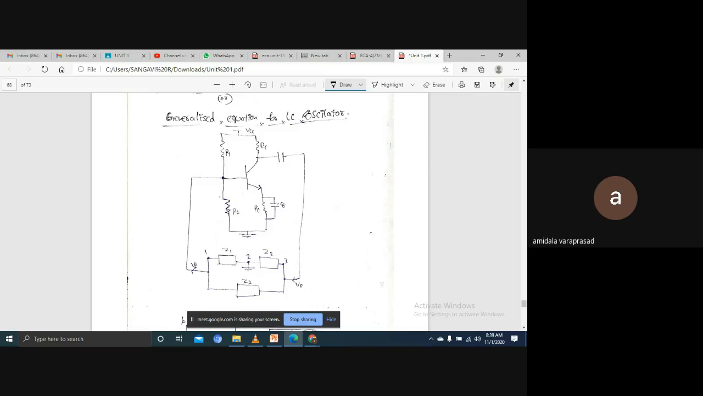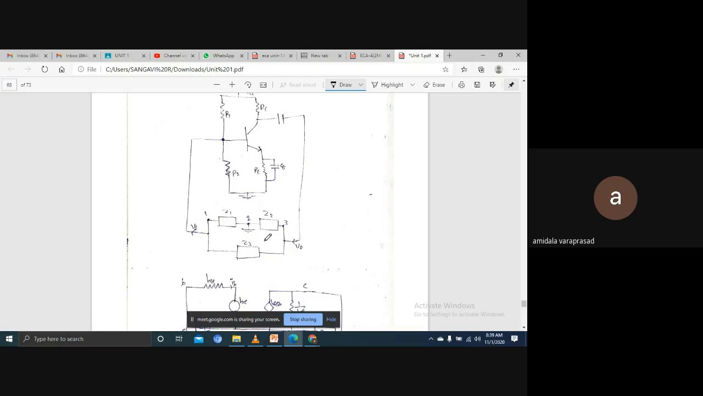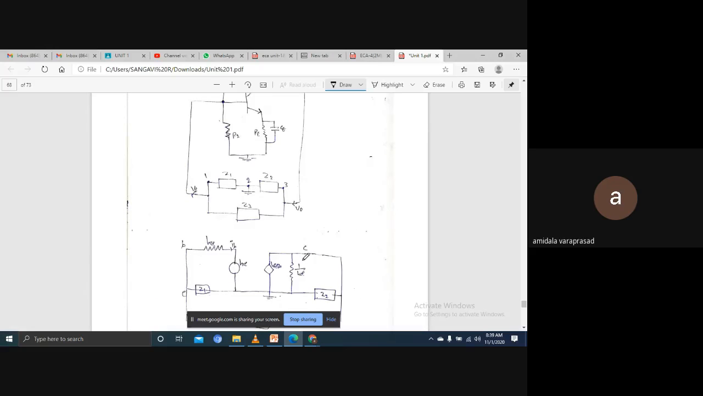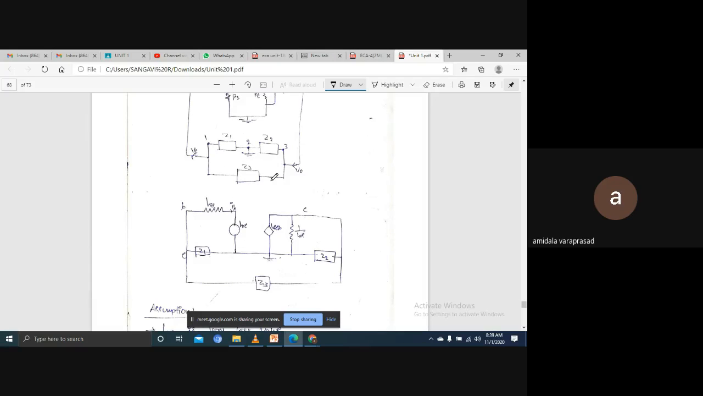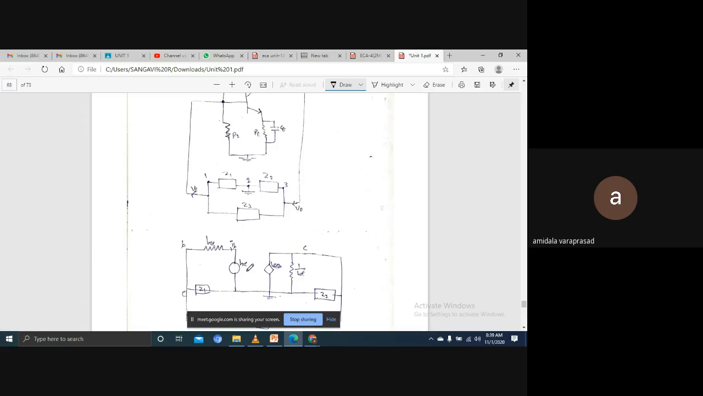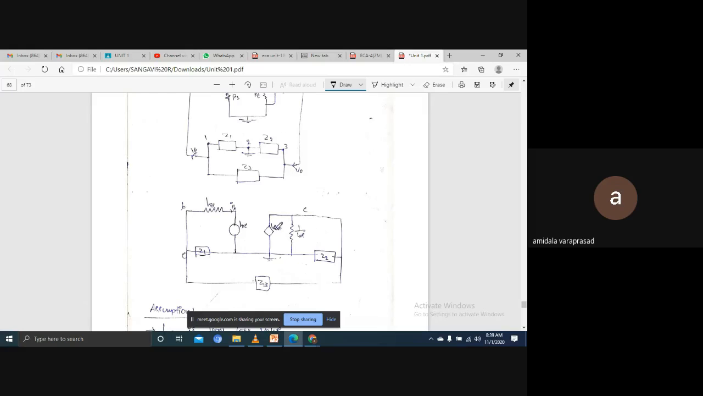For the generalized equation for the LC oscillator, there will be a self-bias circuit, and we know Z1, Z2, Z3. If it is a Hartley oscillator, Z1 and Z2 are inductors and Z3 is a capacitor. If it is a Colpitts oscillator, Z1 and Z2 are capacitors and Z3 is an inductor. If it is a crystal oscillator, Z1 and Z2 are capacitors and Z3 is the crystal. Now you can take this as the hybrid model of the BJT transistor: HIE, HRE the reverse voltage gain, HFE IB, and 1 by H naught. And we need to apply the feedback.